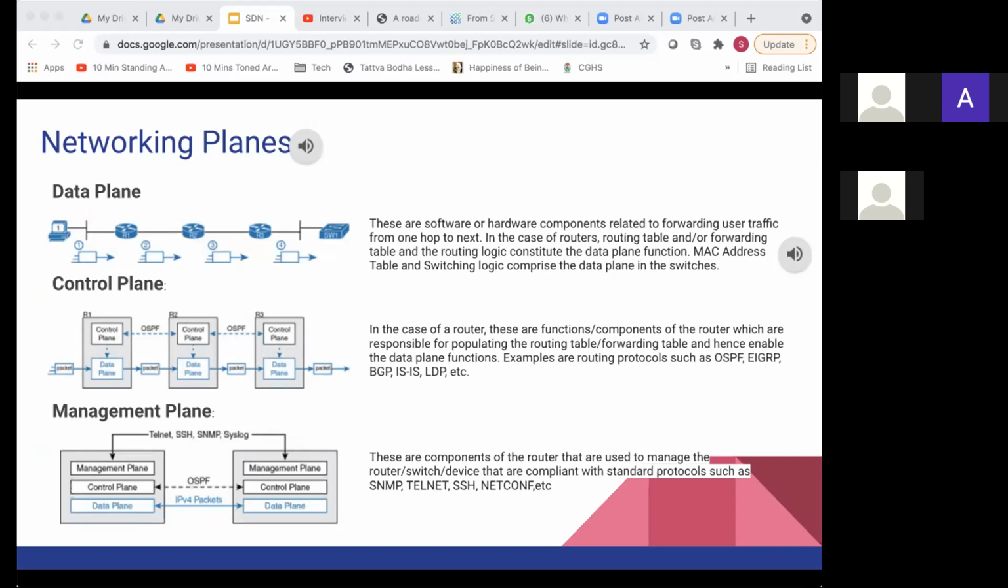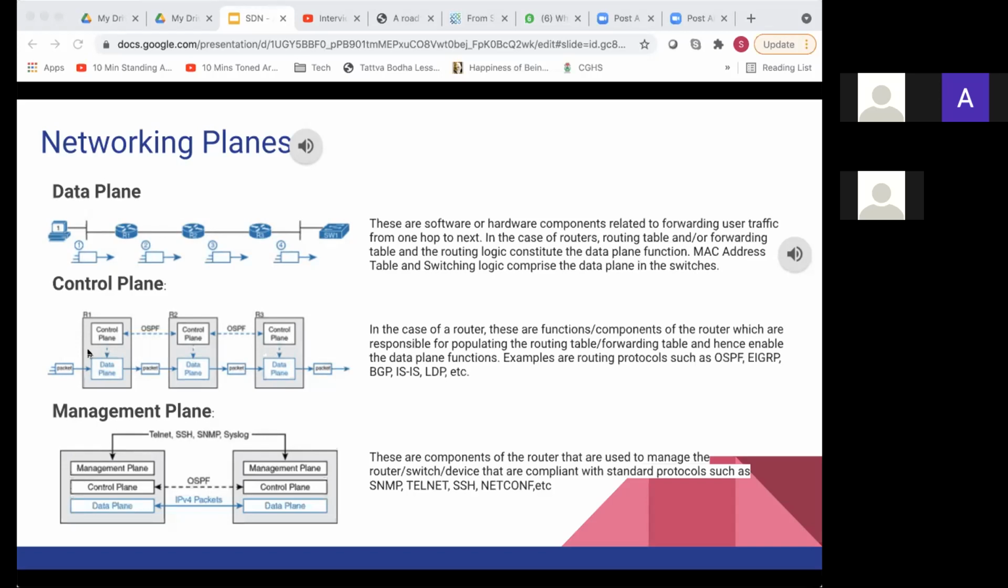I mentioned data plane. When you talk about networking, you're always talking about different planes in which the functions are separated. One is the data plane, the other is the control plane, and the third is the management plane. So what is a data plane? Anything to do with receiving data, processing it, or forwarding that data, whether it's a frame, a packet, or a message, is all part of the data plane.